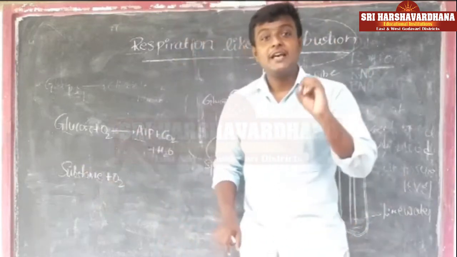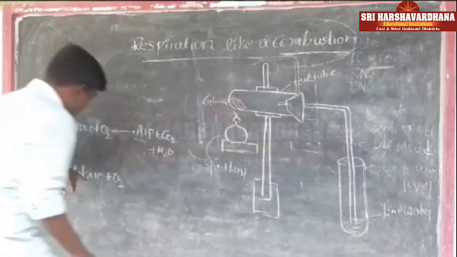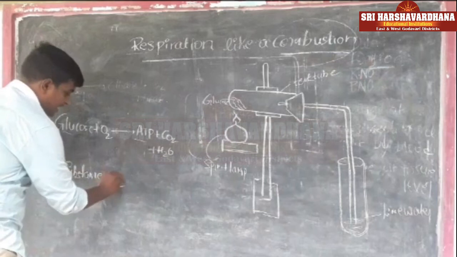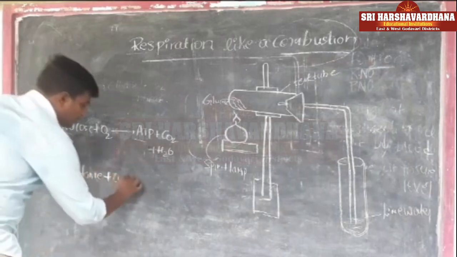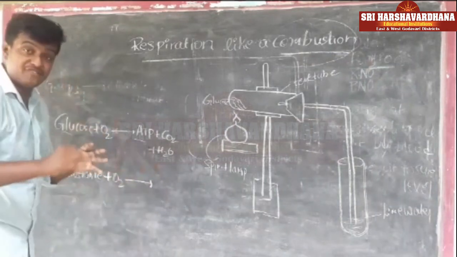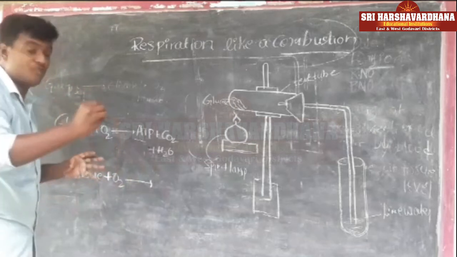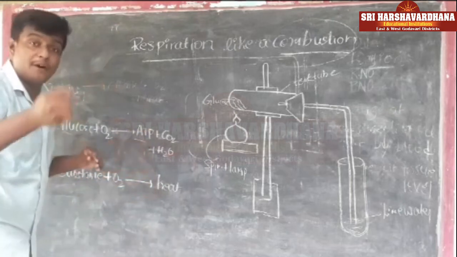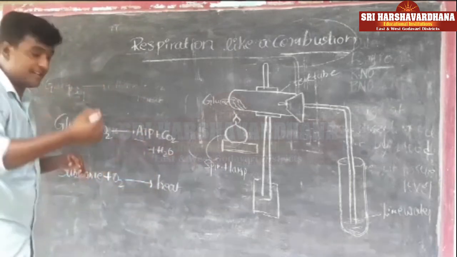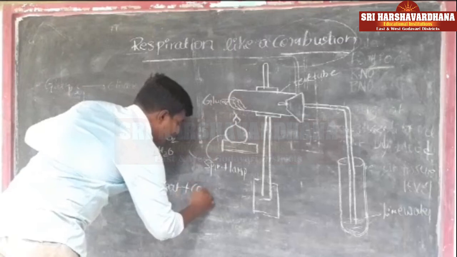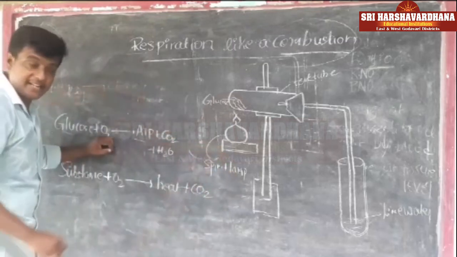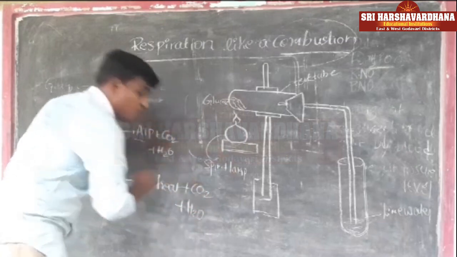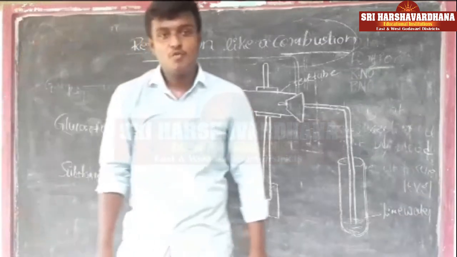We are calling this a combustion process. Here, if you see, the substance is burned in the presence of oxygen, and we write that as a reaction. When you take any substance and burn it in the presence of oxygen, it liberates energy in the form of heat. In that process it liberates carbon dioxide, and at the same time a little amount of water also.